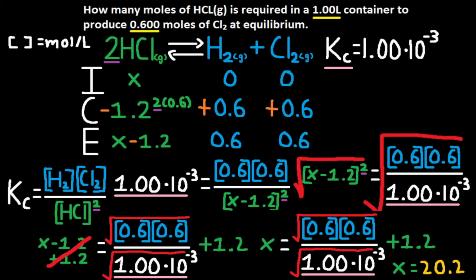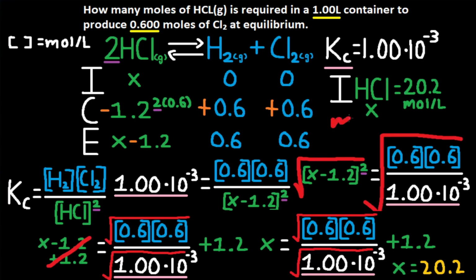Now that we have the x value, we can get the initial concentration of HCl. The initial concentration of HCl is just x, so HCl will be equal to 20.2 moles per liter. But remember that the question is asking for how many moles of HCl gas is required. So to get rid of liters, we need to multiply it by the liters. So moles divided by liters, multiplied by liter over 1. However, the volume is just 1, so this won't do anything, so the answer will still just be 20.2.